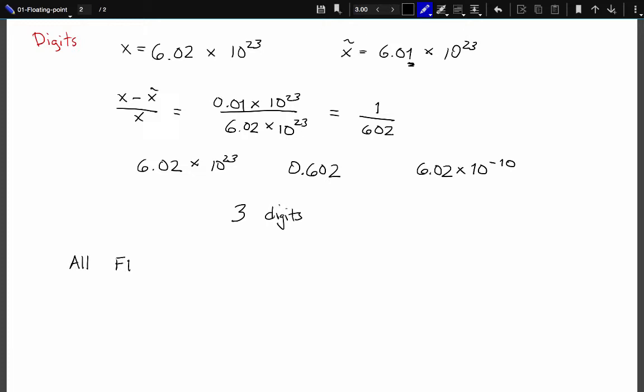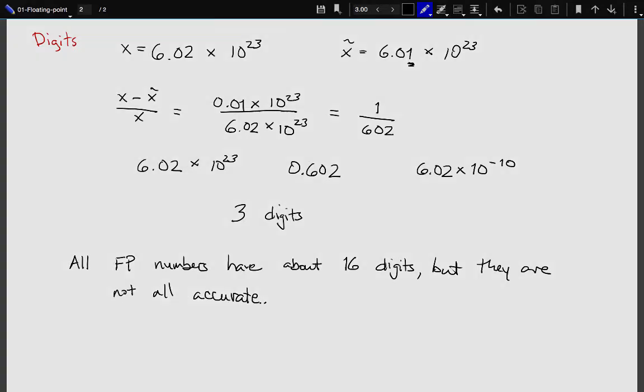Now in computing, all the numbers that you get have 16 significant digits because epsilon sub m is about 10 to the minus 16. But it's important to realize that not all those digits are necessarily accurate for the problem you're trying to solve.